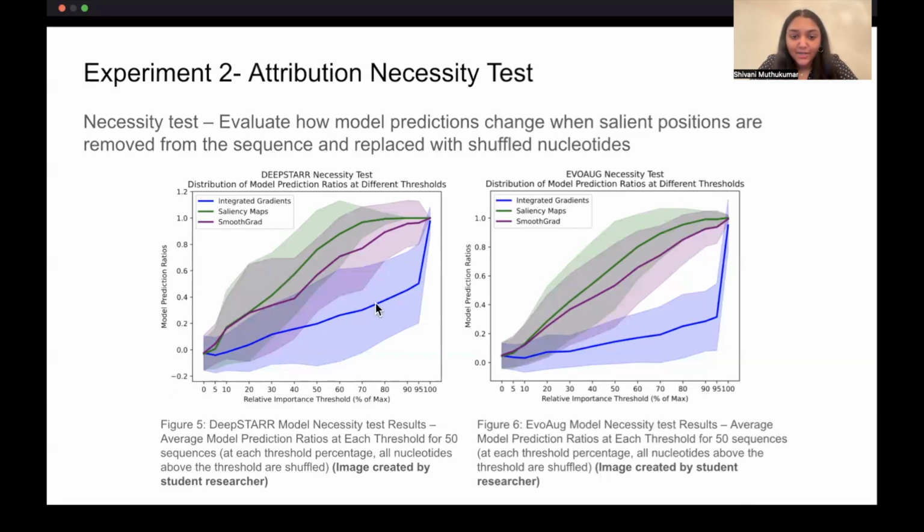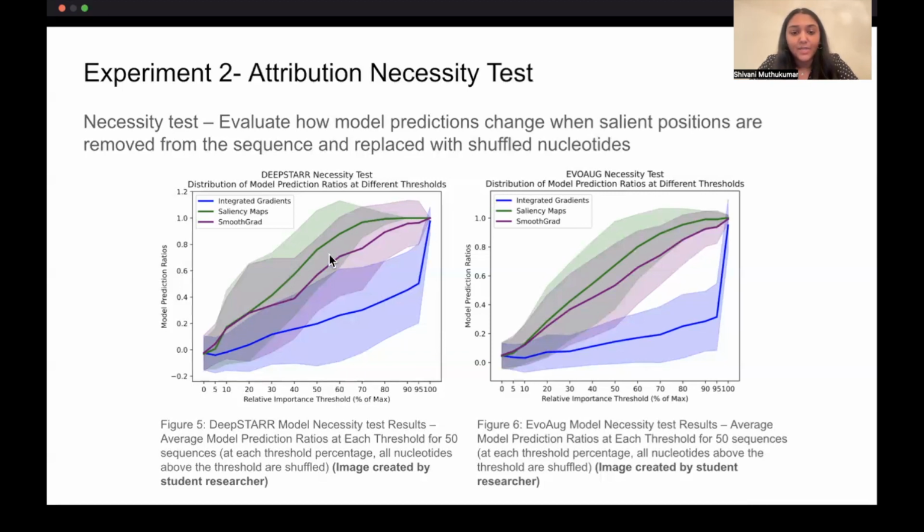And in these results, we see really interesting trend lines. If you look at the integrated gradients trend line, which is the blue line on both plots, we see that at the last threshold interval from 95 to 100%, where everything above that highest threshold was removed, the model prediction ratio cannot get past around 0.5 for DeepSTARR and around 0.3 for EvoAug, which shows that those nucleotides that are removed in that last interval are truly important for the model to have high predictions, as it can't get past a certain percentage of its original value without those nucleotides. This shows that integrated gradients does accurately identify those nucleotides as important and necessary.